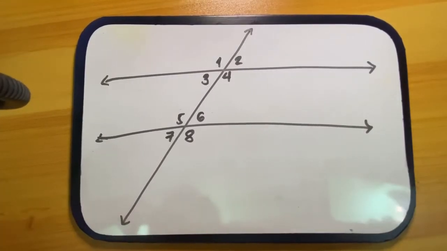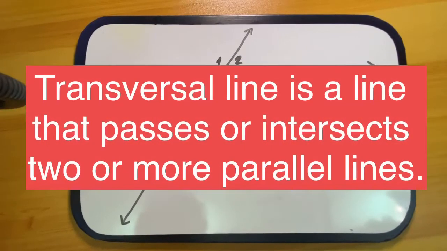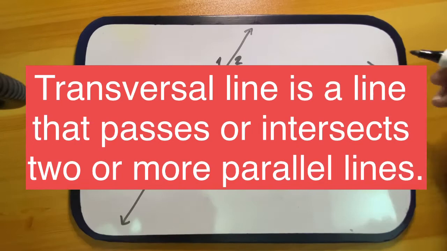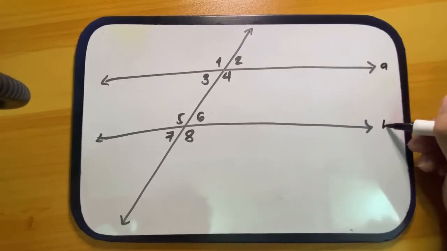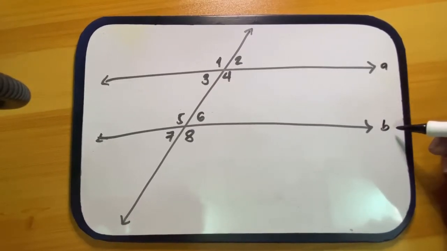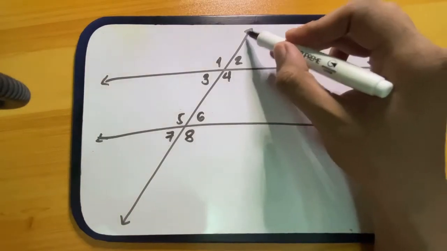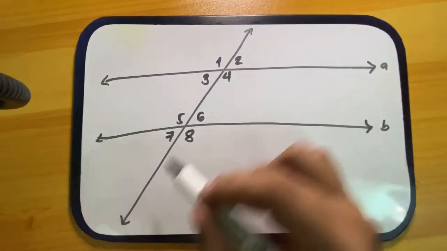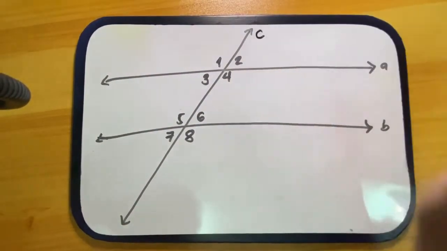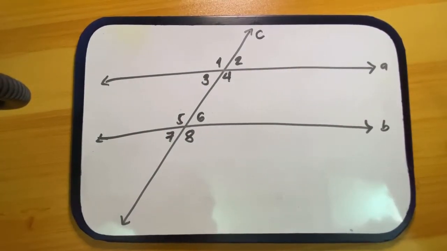So let's discuss transversal line. A transversal line is a line that cuts or passes through two parallel lines. So here I can say this is line A and line B. Line A and line B are the parallel lines, and this line, which is a diagonal line, we can say this is line C. So this line C is what we call the transversal line, okay?